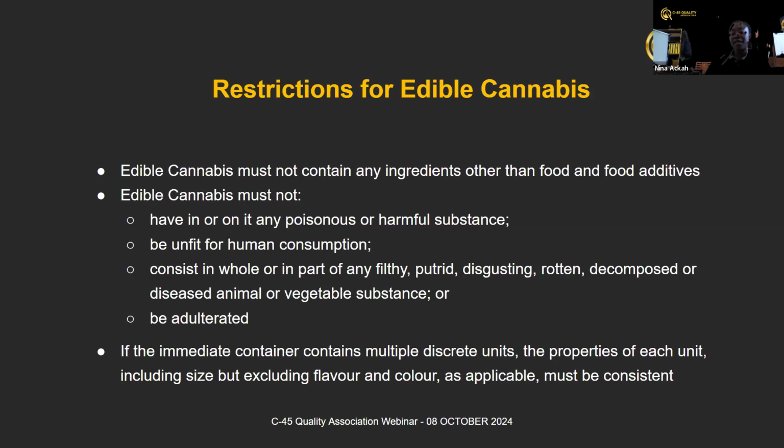And for packaging as well, for the immediate container, we are allowed to have multiple discrete units in an edible container, as long as the total THC in the container does not exceed 10 milligrams. And those multiple units must be identical in their characteristics. When it comes to potency, when it comes to ingredients, the only exemption here is ingredients that are flavors or colors. So immediate containers can have multiple discrete units as long as all their properties are the same except for flavor or color.